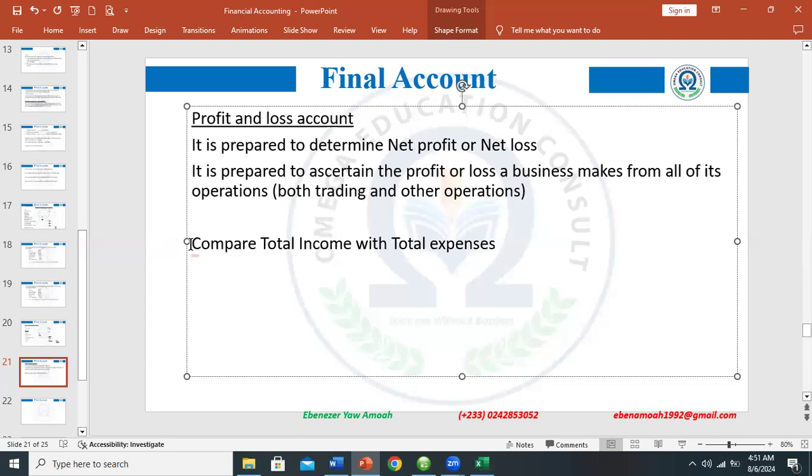Now, what it simply means is that after preparing your trading account, the profit you got from your trading, you add on any other income you are getting from other operations, and then you less all your expenses. So now the burden lies on us to know what the income of a sole trader could be, and then what the expenses of a sole trader could be.